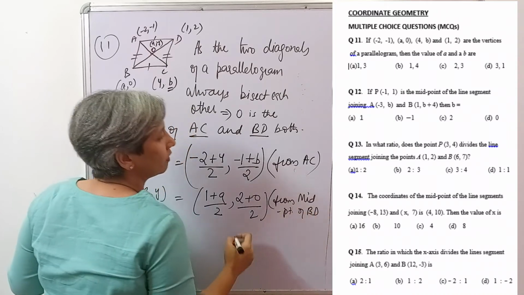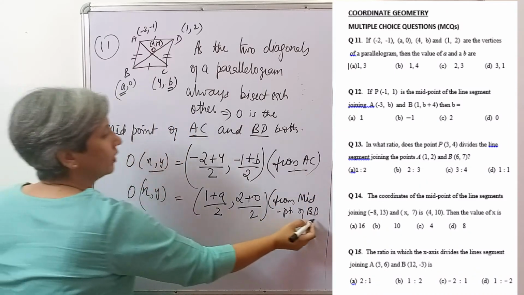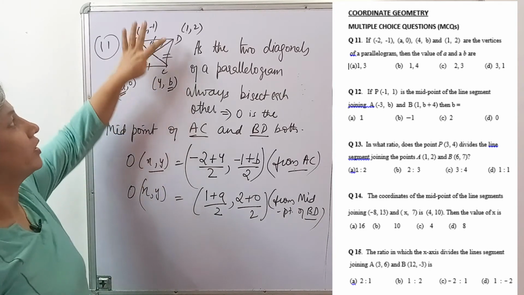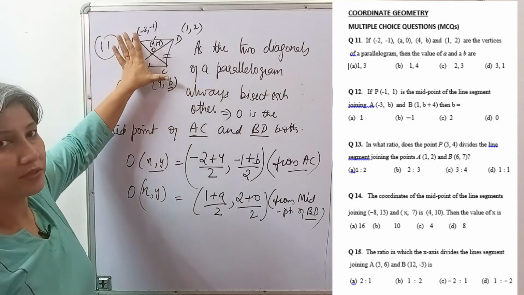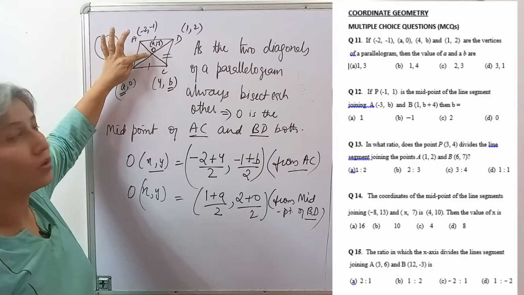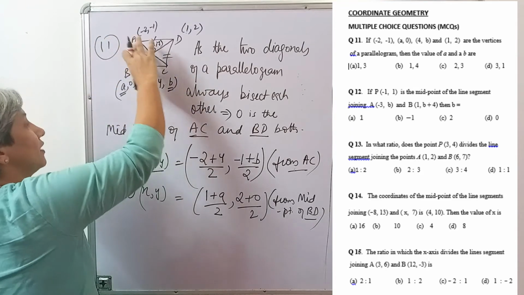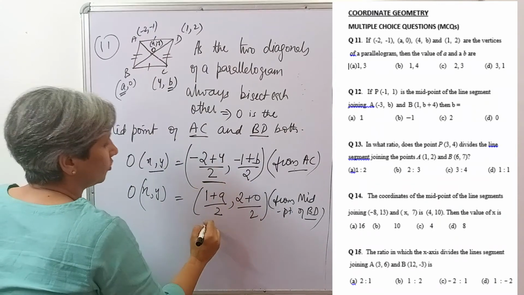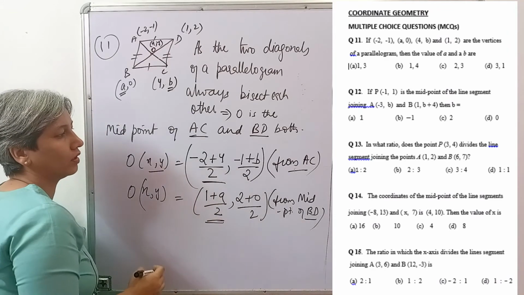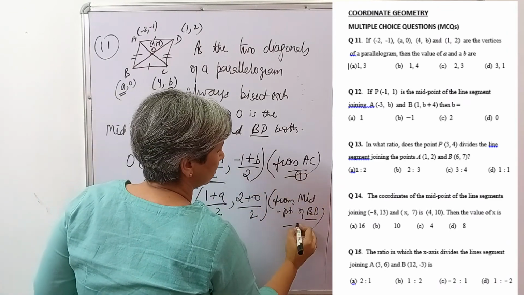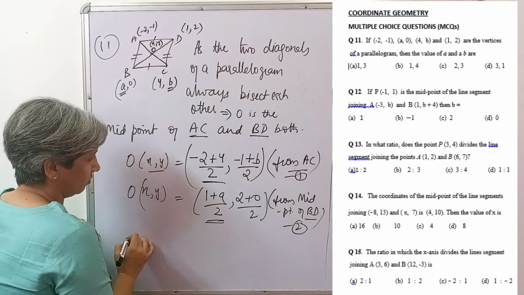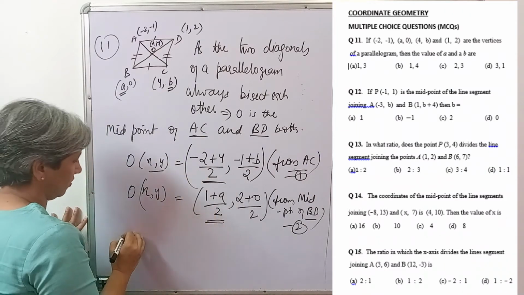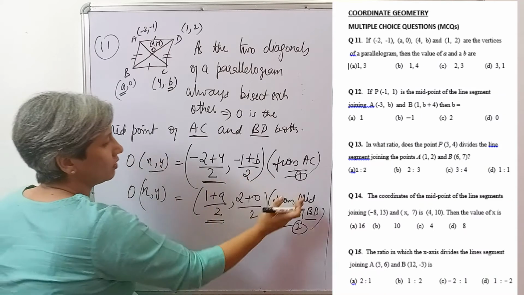Okay, this was from AC, this is from BD. So as we know, either you find it from BD or you find it from AC, O is common, so O will be the same. दोनों तरफ से same आएगा. That means ये दोनों भी same है, right? दोनों के x coordinate same होंगे, दोनों के y coordinate same होंगे. So this is my first equation, this is my second equation. It's not exactly an equation but a statement.